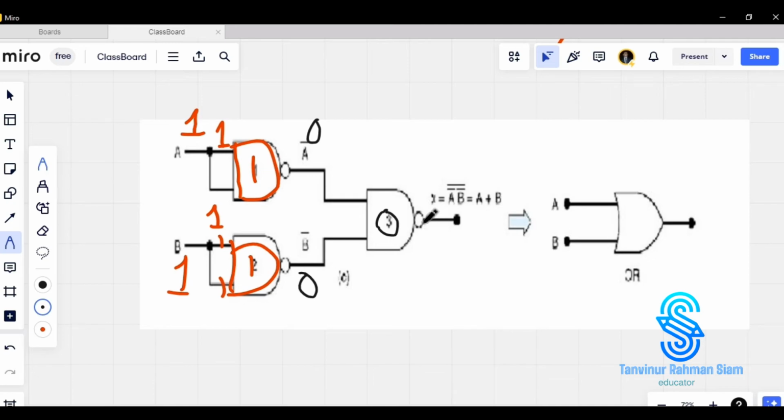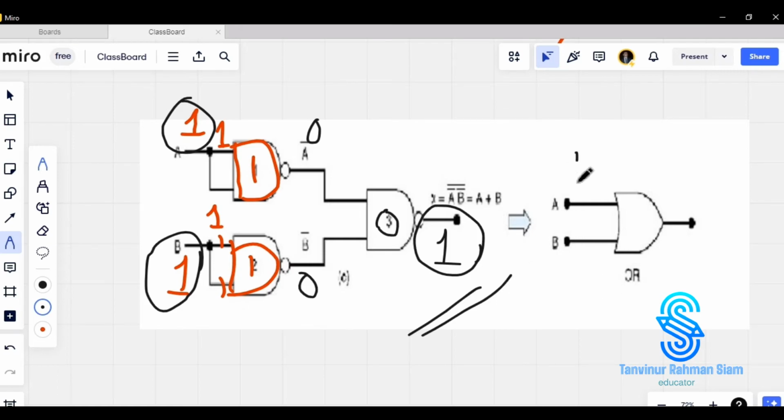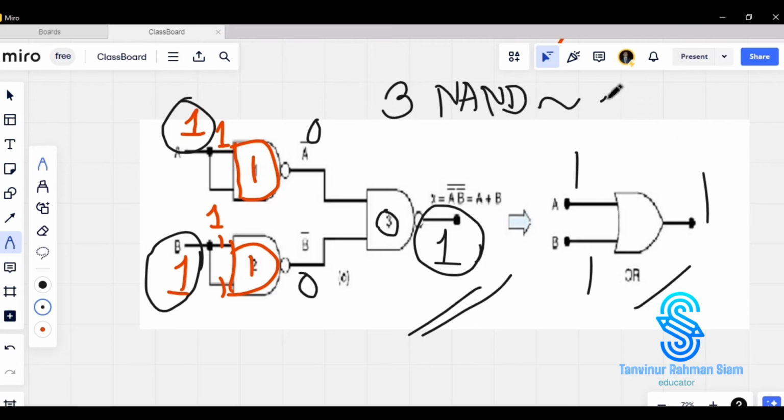This is an unmarked circle, so that's why it will give us 1. So see, you are giving 1 here, you are giving 1 in another input, and you are getting 1 as output. What does that mean? That means it's acting like an OR gate. So three NAND gates, if you use them, you can use them as one OR gate, and the two NAND gates are connected in a parallel direction and joined in a series.